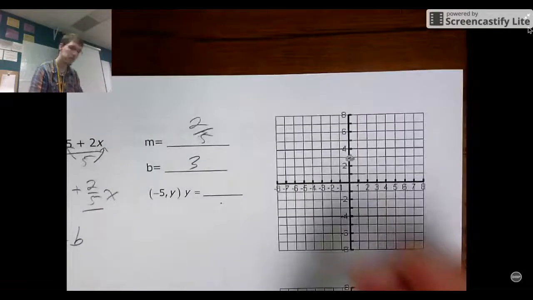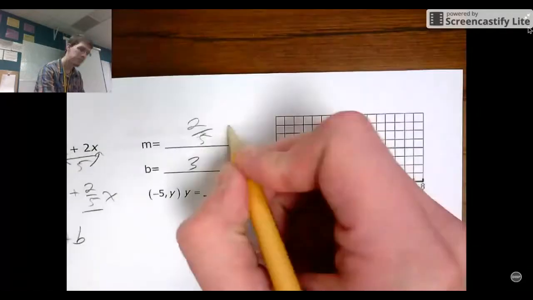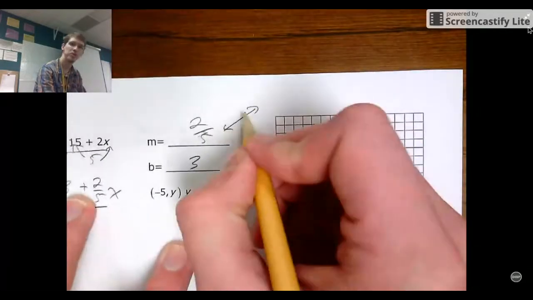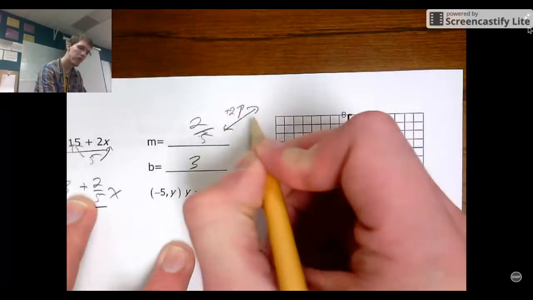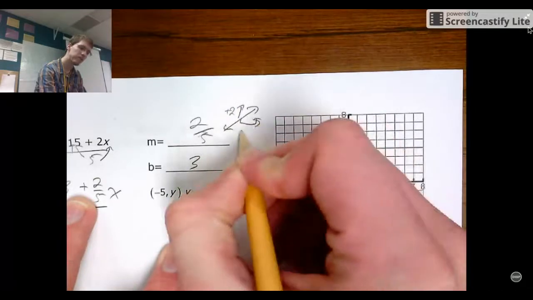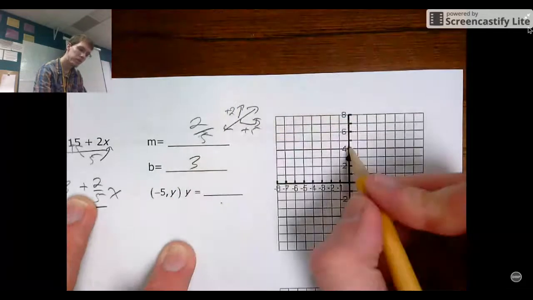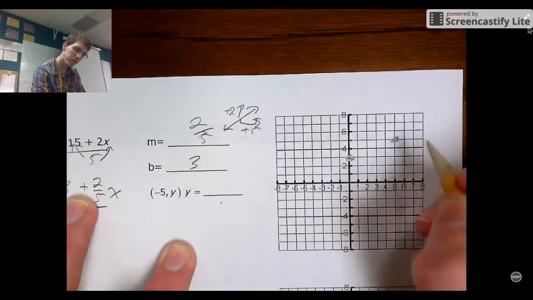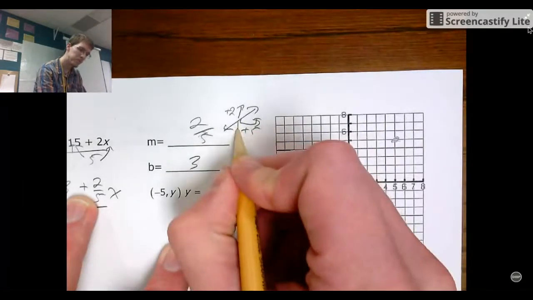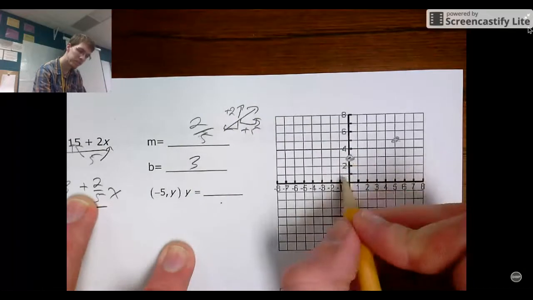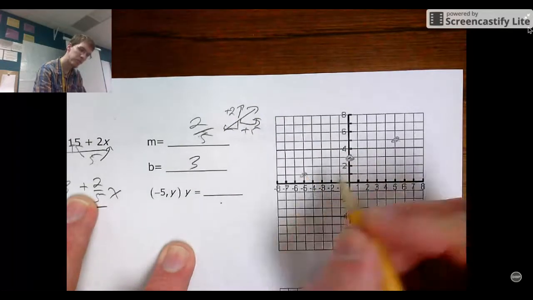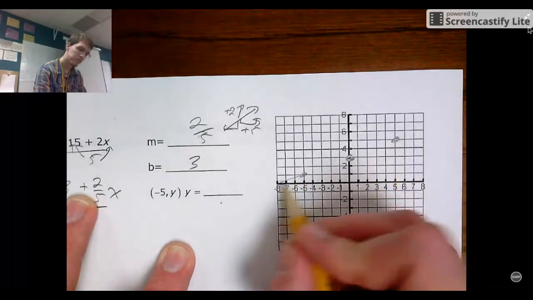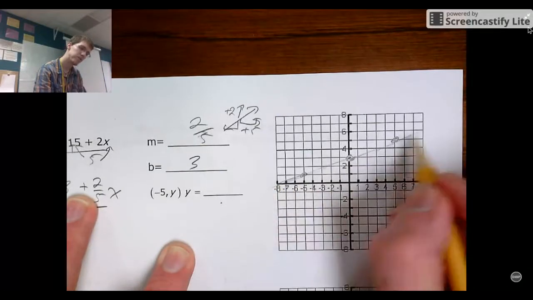So I'll start there. Now, this is a positive 2/5, so we are going to be going up 2 and over 5. Up 2 and over 5. Or we can always go down 2 and to the left 5. It's down 2, to the left 5. And that's actually all the points we can fit on our graph. Let's sketch a line through those.